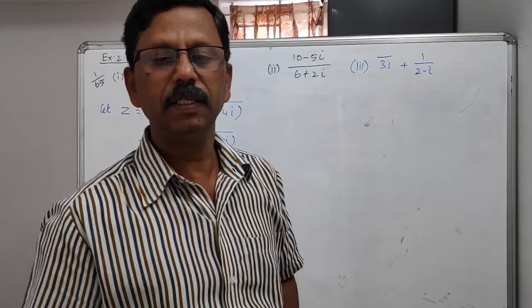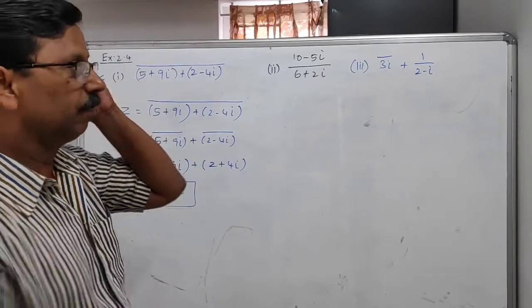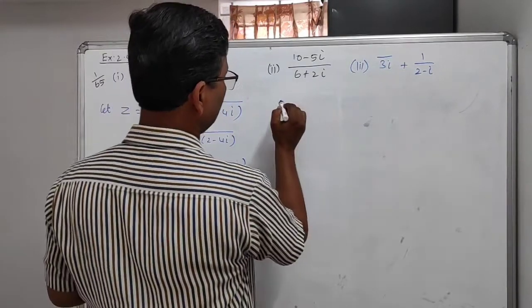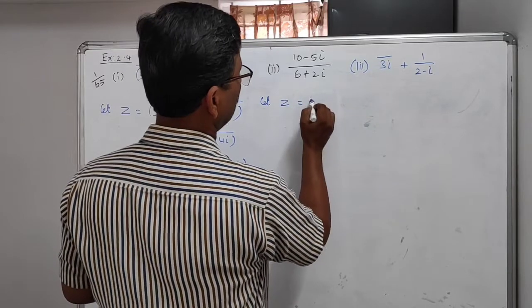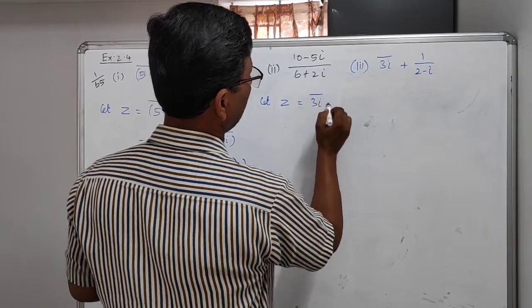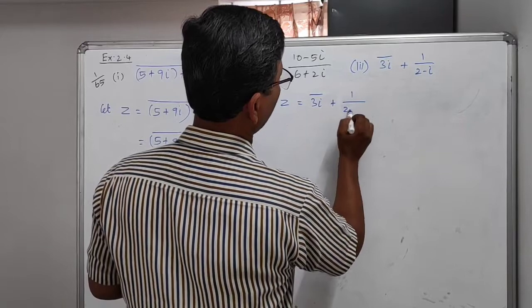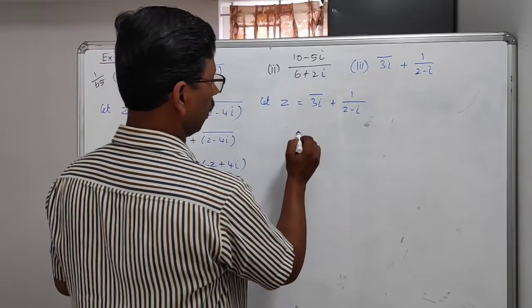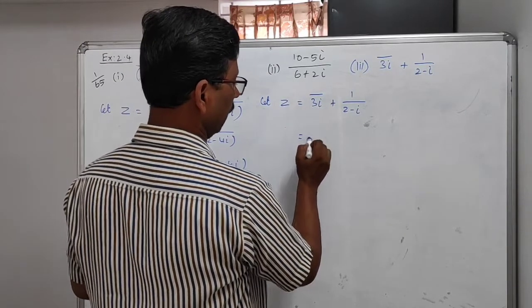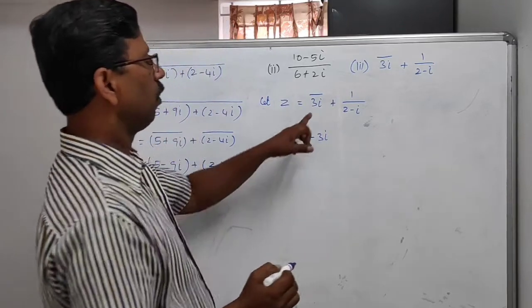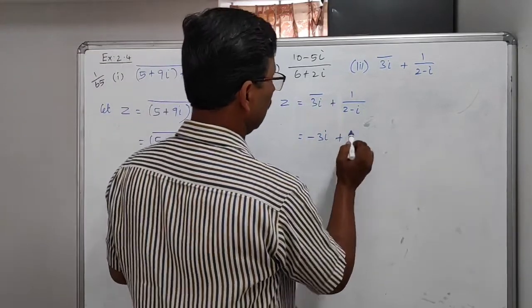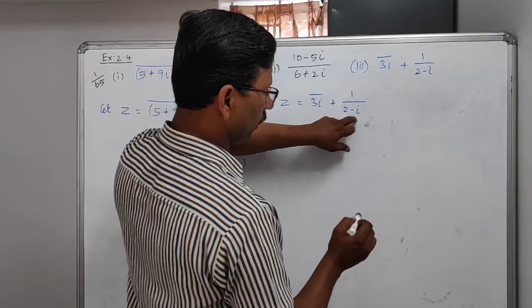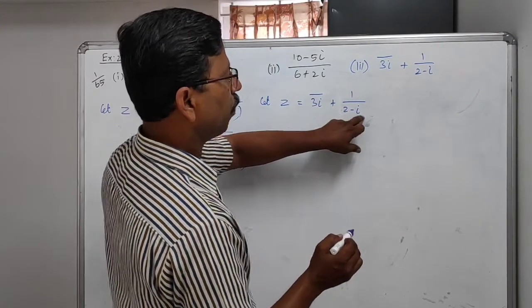Now we have to write this in the rectangular form. For that we can name it as z. Let z is equal to 3i conjugate of 3i plus 1 by 2 minus i. Now the conjugate of 3i is minus 3i, because you have to change the sign of the imaginary unit. Then plus, see this is the inverse of 2 minus i.